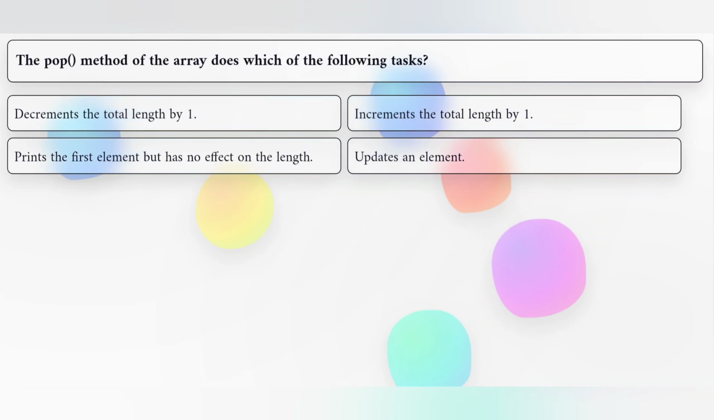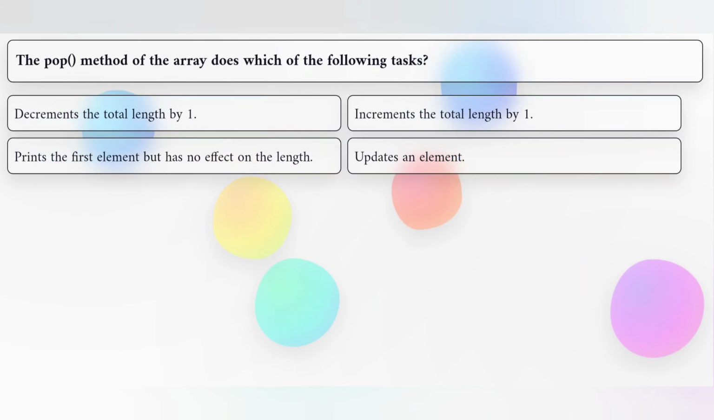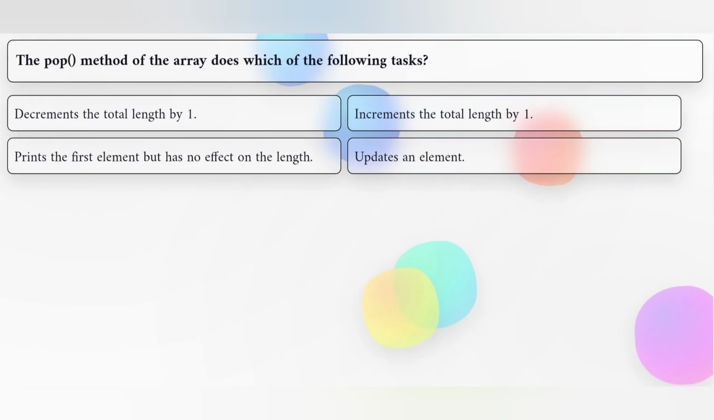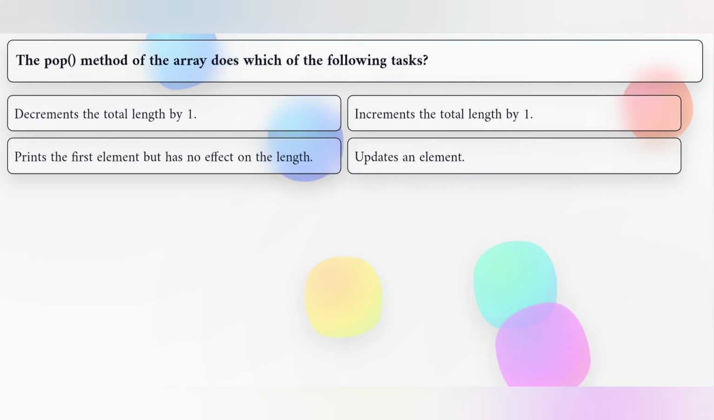The pop method of the array does which of the following tasks? Decrements the total length by 1. Increments the total length by 1. Prints the first element but has no effect on the length. Updates an element.